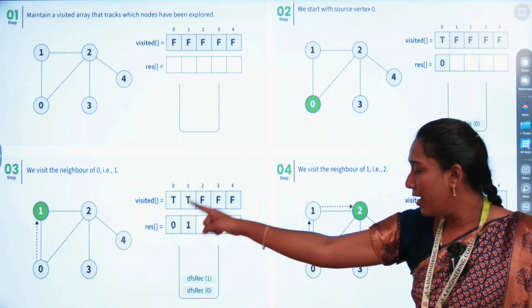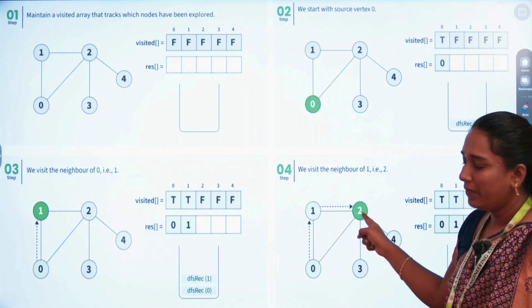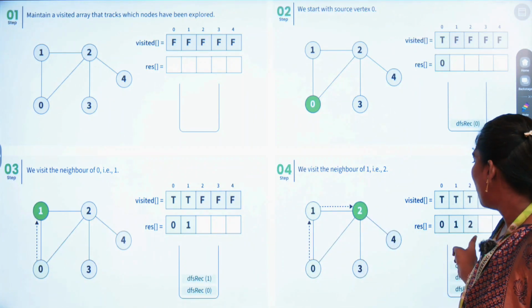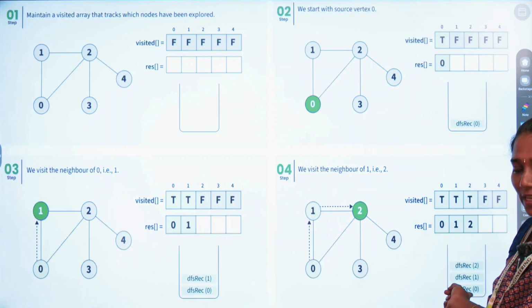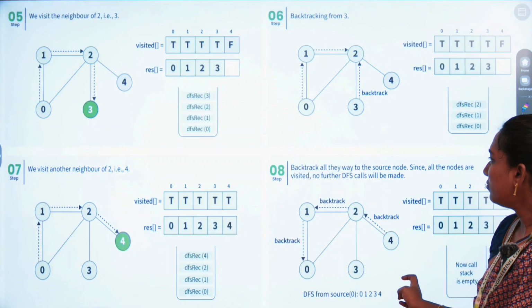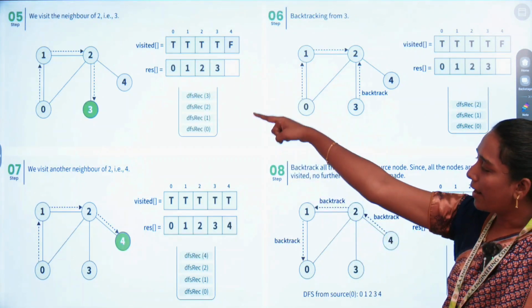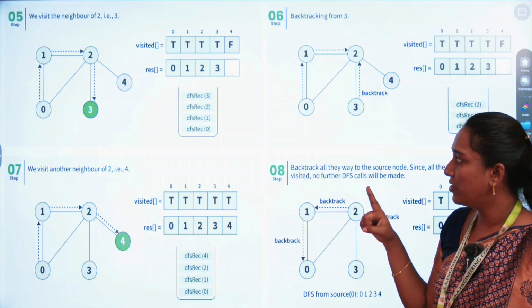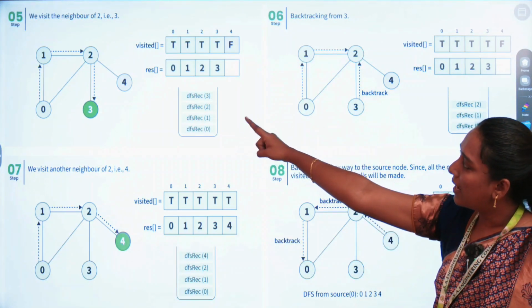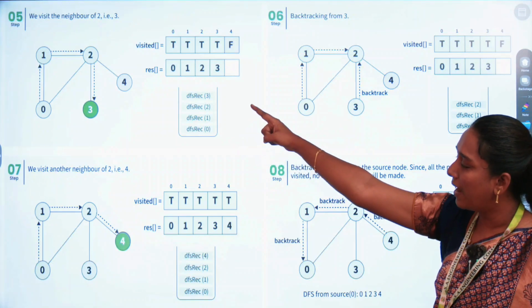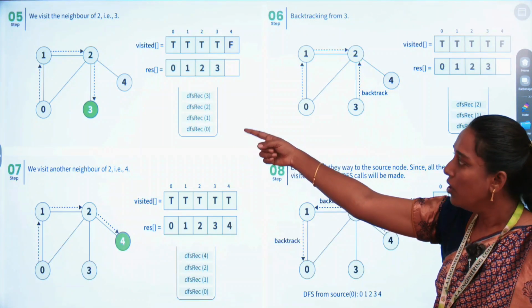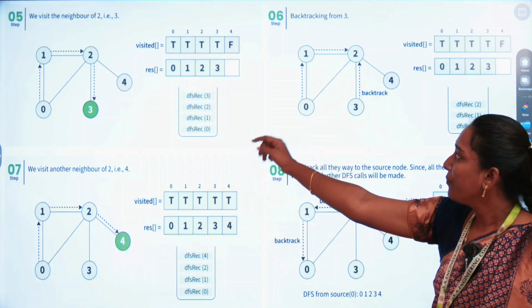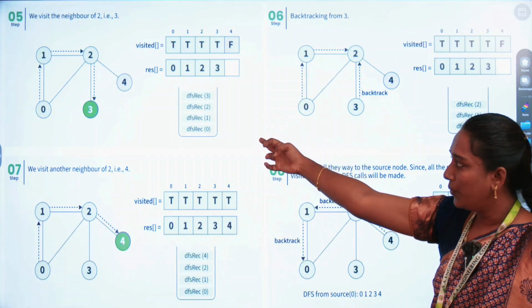Now from 1 it reaches the node 2, and that is pushed into the stack. From 2 again it goes to the node 3. Only one node can be reached at a time. The adjacent nodes of 2 are 3 and 4. You can reach either 3 or 4. Now we are reaching the node 3, so that is pushed into the stack again.